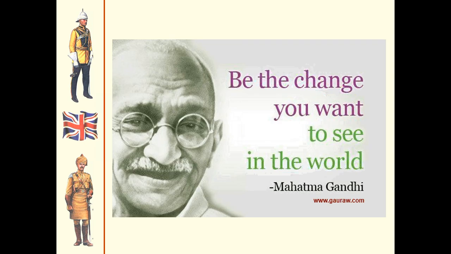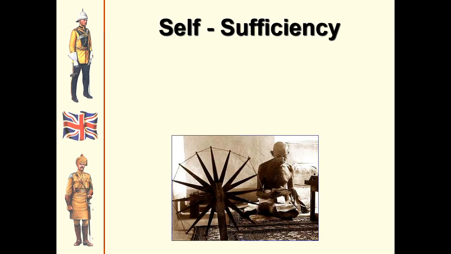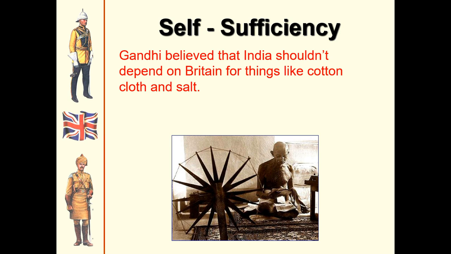And he also said, if you see that there is injustice in the world, something bad is happening, and you want the world to change, well, then you have to be the change. You have to be the first person to create that change in the world. Okay. He also promoted the idea of self-sufficiency, which you will see in your notes. Right. So Gandhi believed that India shouldn't depend on Britain for things like cotton cloth and salt.